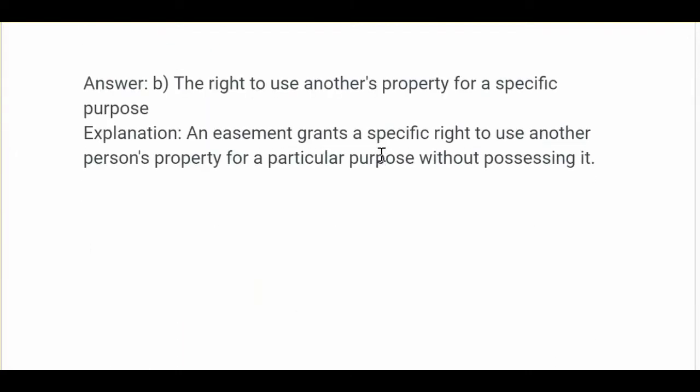B. The right to use another's property for a specific purpose. An easement grants a specific right to use another person's property for a particular purpose without possessing it.